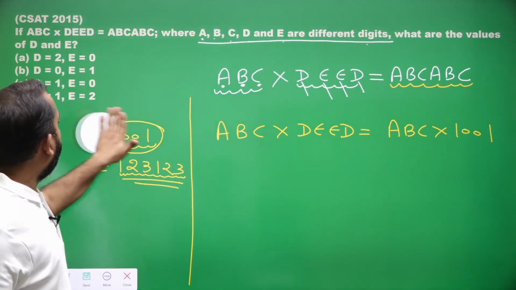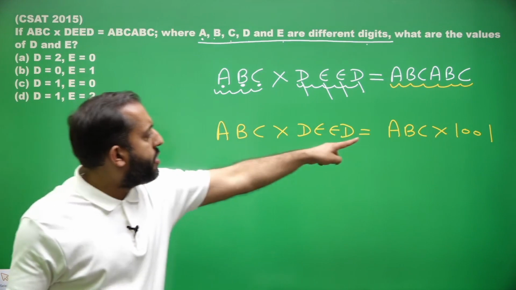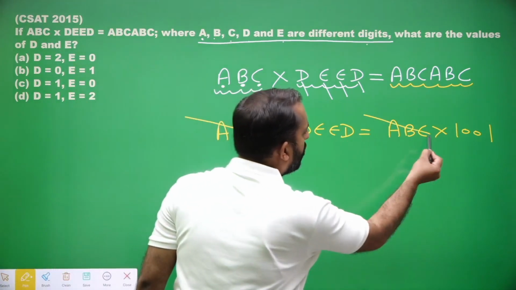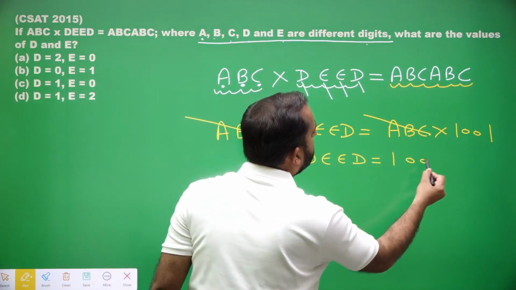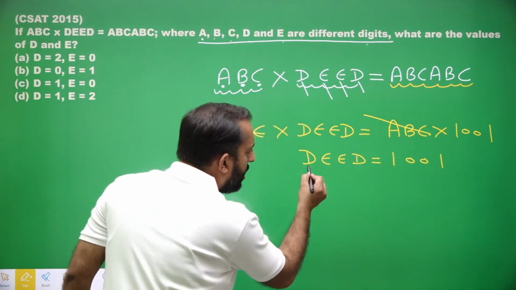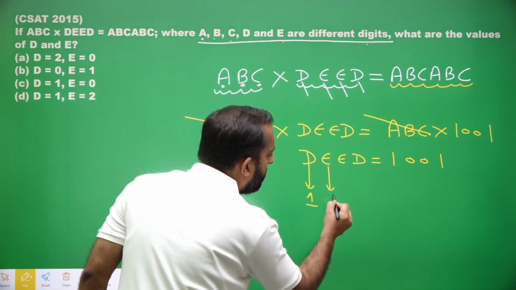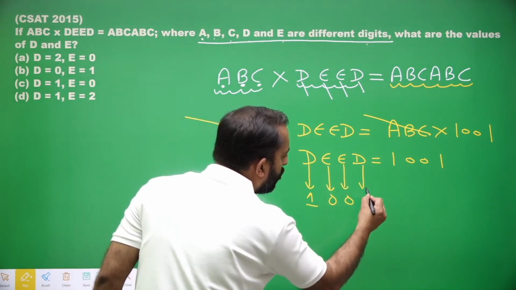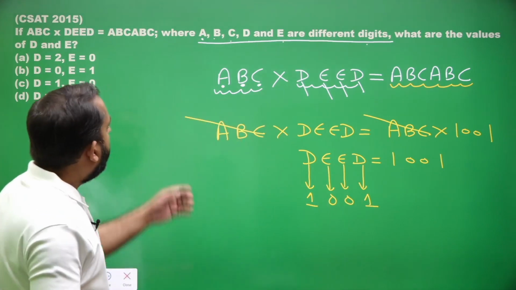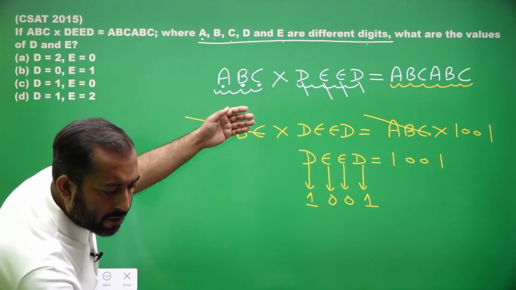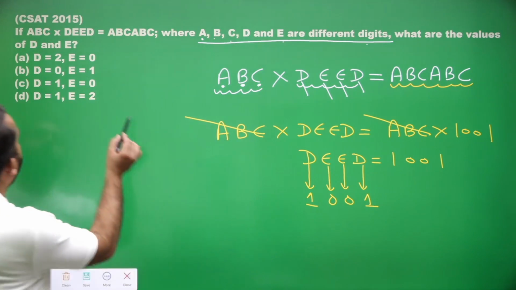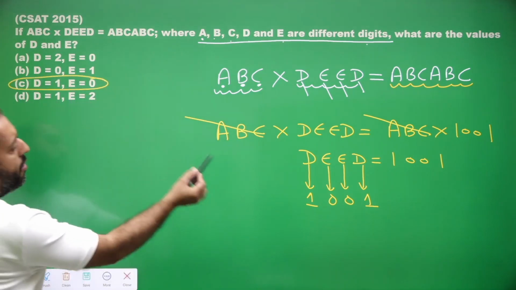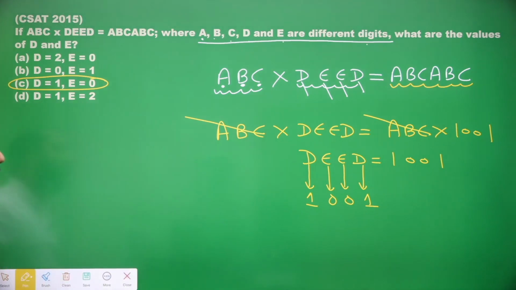Now, if I compare this equation, I can see that ABC and ABC cancel out. Now, D double E D equals 1001, which means D should be 1, E should be 0, E should be 0, and D should be 1. So what are we looking for? The values of D and E. The value of D is 1 and the value of E is 0. Hence, the answer is option C.